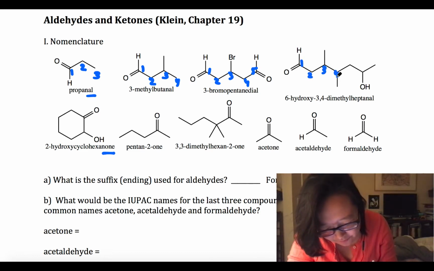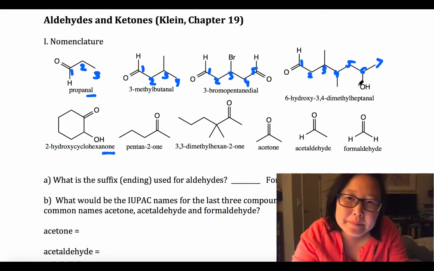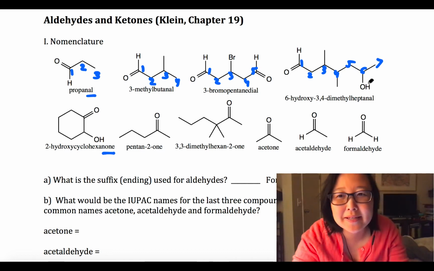1, 2, 3, 4, 5, 6, 7. Here we've got another functional group of alcohol. So that, as a substituent, is called a hydroxyl group. So I would say 6-hydroxy, 3,4-dimethyl, and then heptanal because it's a chain of 7.